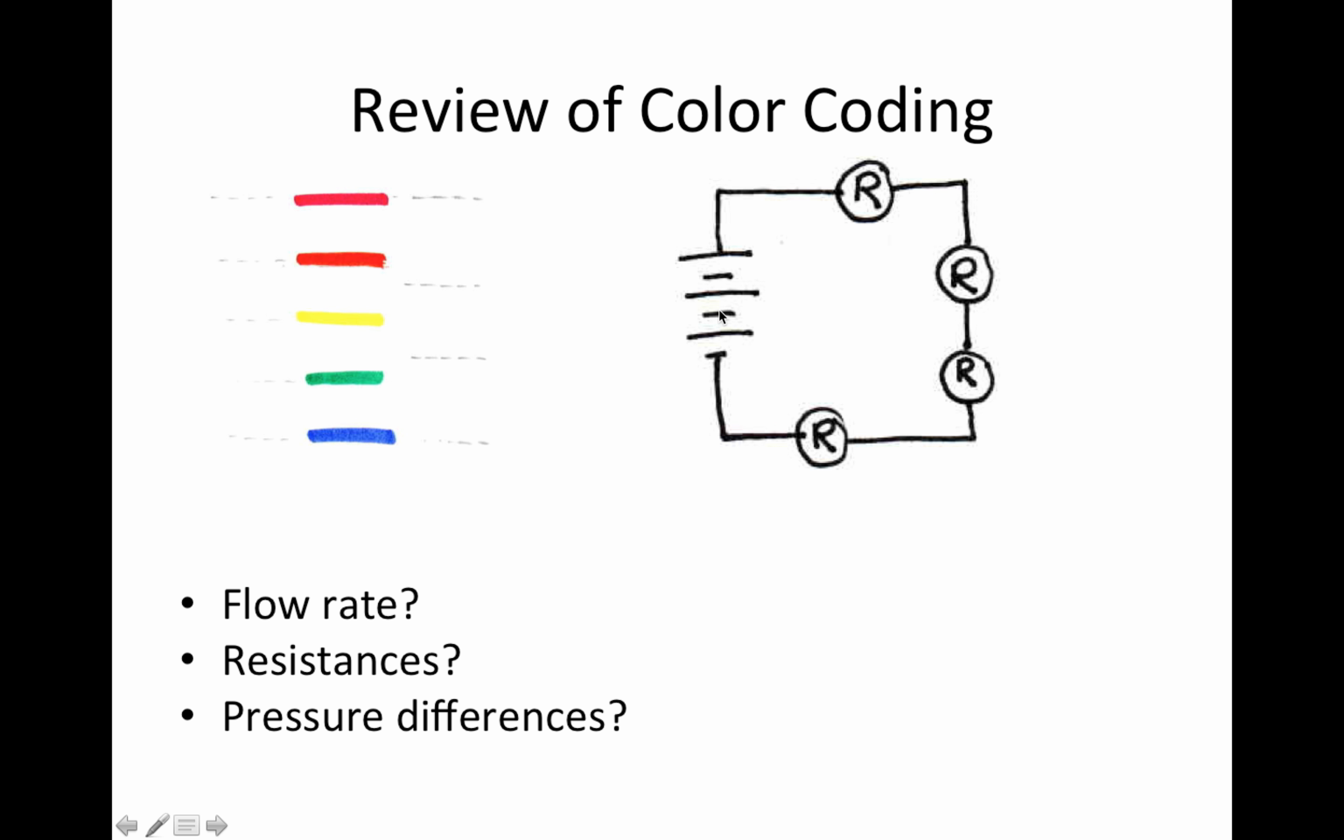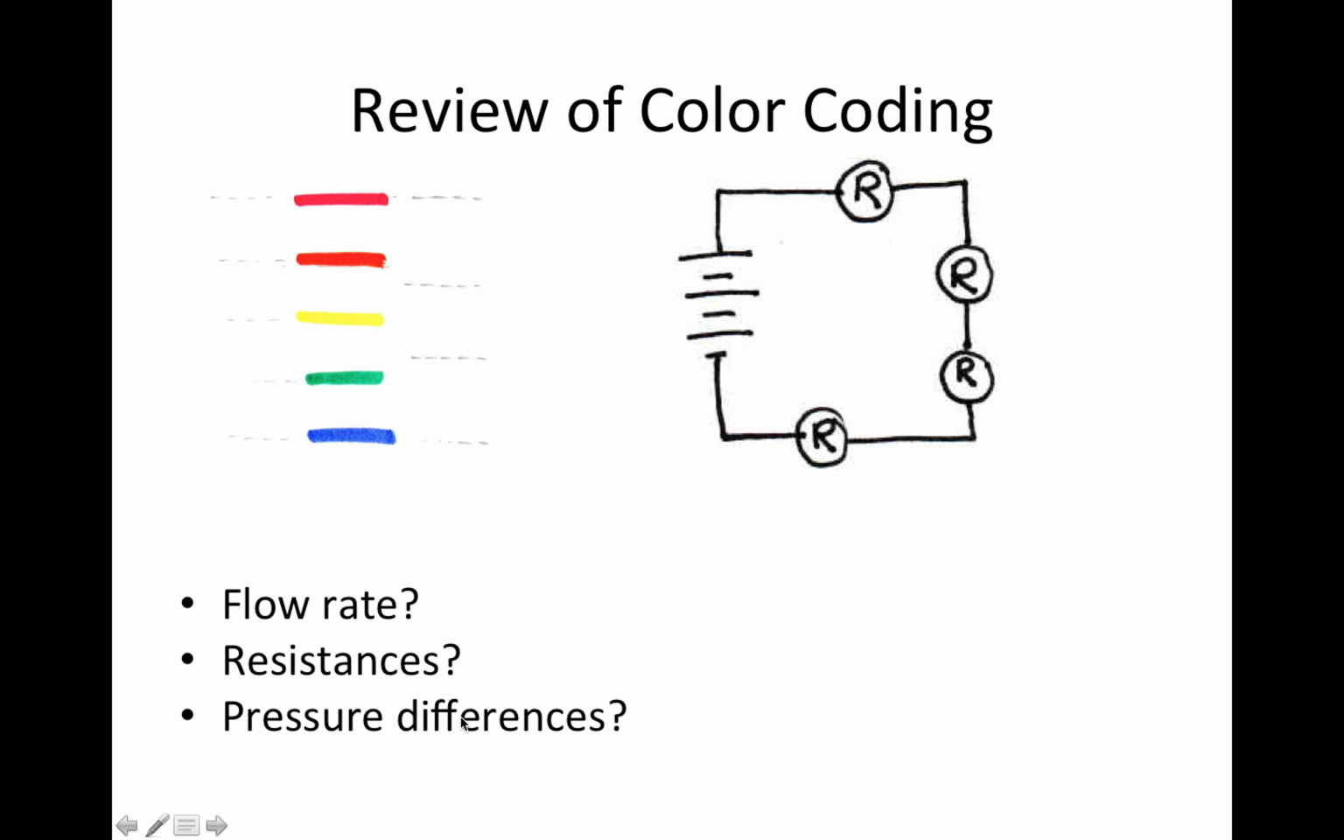The first one is a series circuit with 4 round light bulbs. Before we can color code, we have to think about the flow rate, the resistances, and the pressure differences because the color coding is a visual representation of the pressures in the different wires. To think about flow rate, I first realized that I have a series circuit, and from our observations in the lab, we know that the flow rate is the same in every wire in a series circuit. So flow rate is the same everywhere. Resistances are all the same because these are all exactly the same type of light bulb.